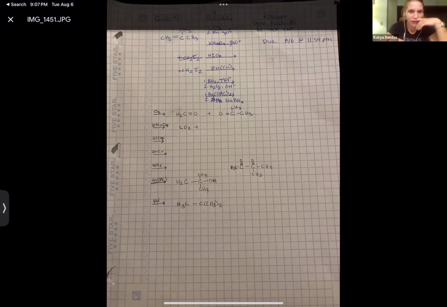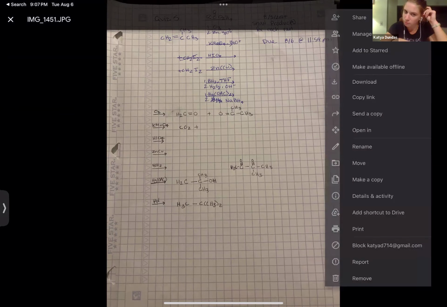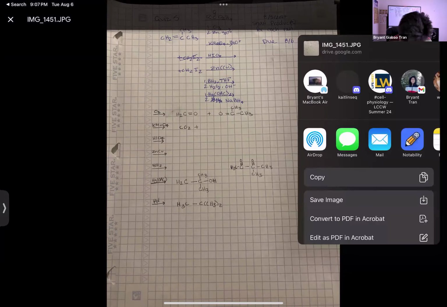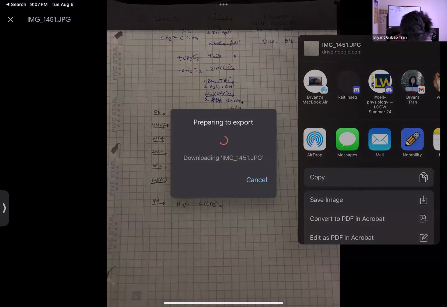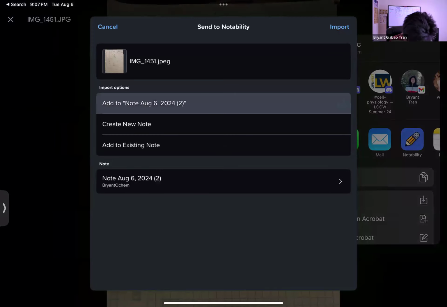So I think all the reactions are the ones in blue, and what I'd started writing down the products for is in black. This is the quiz right here. Okay. Let me import to this. Boom.